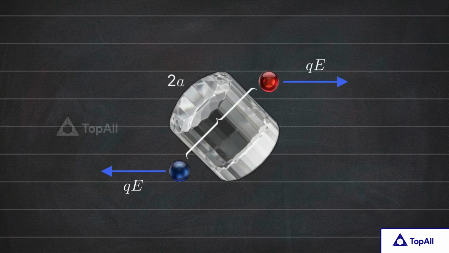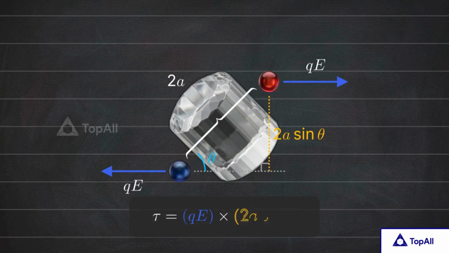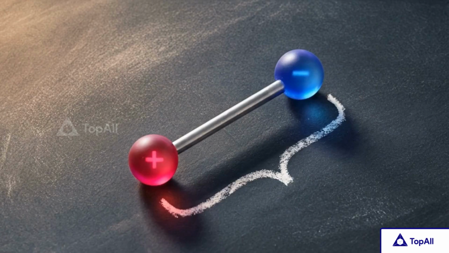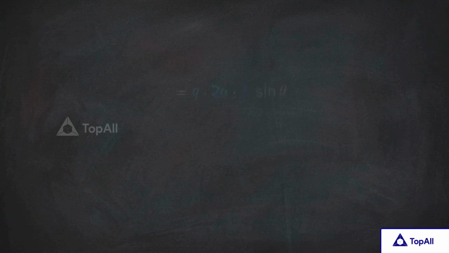To find the perpendicular distance, we use trigonometry. The distance between the two force lines is 2a sine theta. Multiplying these gives our initial equation. Torque equals QE times 2a sine theta. By definition, the electric dipole moment, p, is the product of the charge and the separation distance. Substituting p for Q times 2a simplifies our variables. The torque is now pE sine theta. In its final vector form, this is a cross product. Torque equals p cross E.